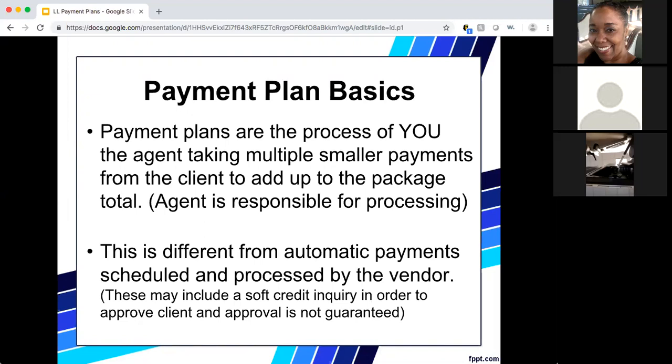Some vendors do offer an automatic payment option that you can select, and often these will include a soft credit inquiry in order to approve the client, and approval is not always guaranteed. So I do want you to understand those differences, because with an automatic payment option you'll put in the client's information and the vendor will debit their credit card or what have you at certain intervals. So we're talking about payment plans that are processed by you as the agent. I want to make sure as a background that we understand that main difference.